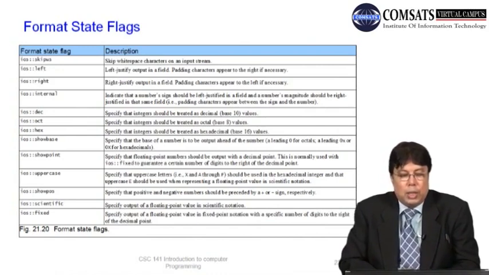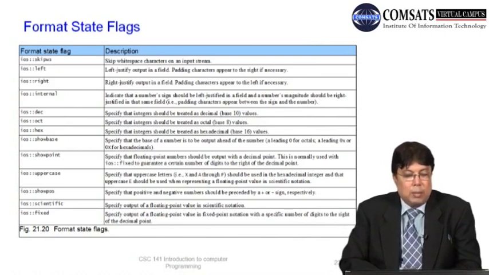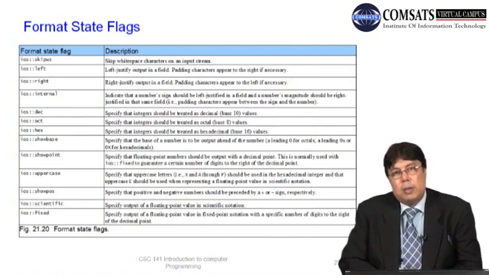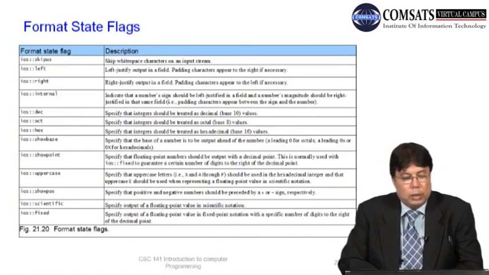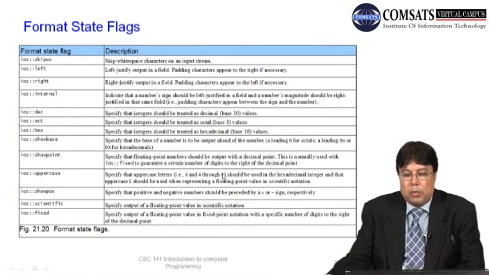This is normally used with ios::fixed to guarantee that a certain number of digits to the right of the decimal point will be printed. So you can set it up by saying that you have to show the point, and you can set the accuracy also, how much precision you want. Uppercase means that for the hexadecimal number system, for 15 it will print uppercase F, and for lowercase it will print lowercase f.